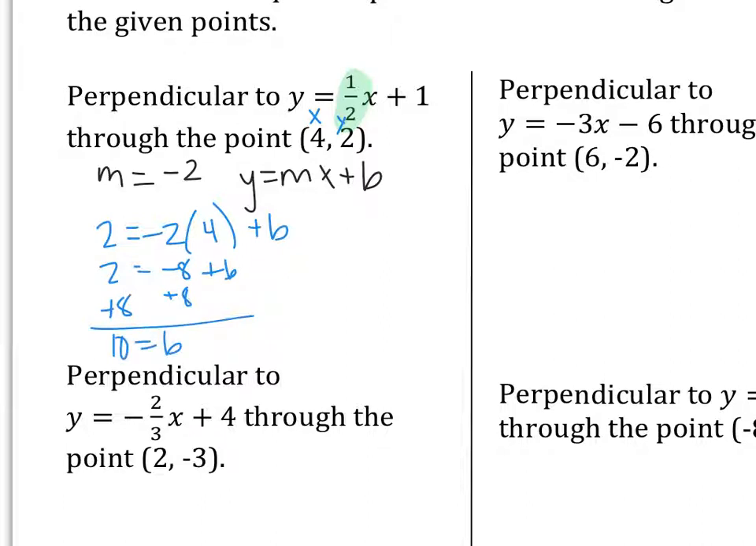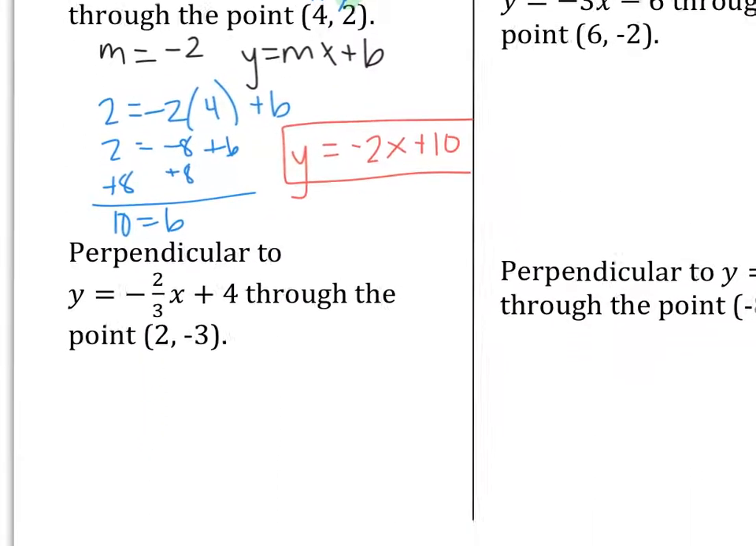So if I put this all together in slope-intercept form, I get y equals negative 2x plus 10. And that's the equation that's perpendicular to y equals 1/2 x plus 1 that goes through the specific point of (4, 2). All right, let's look at the next example.